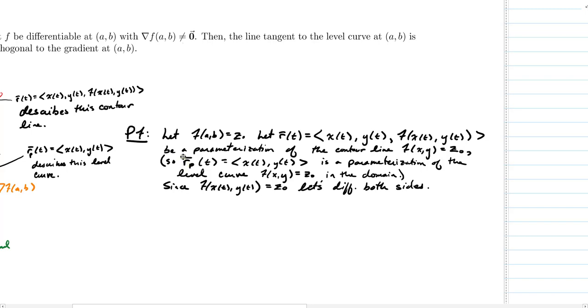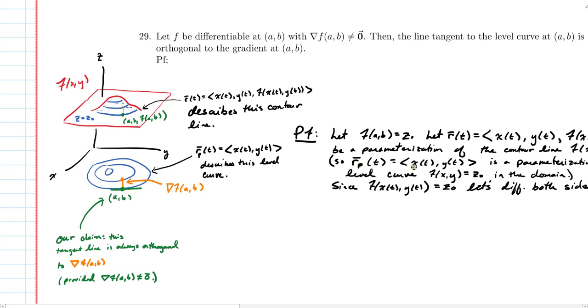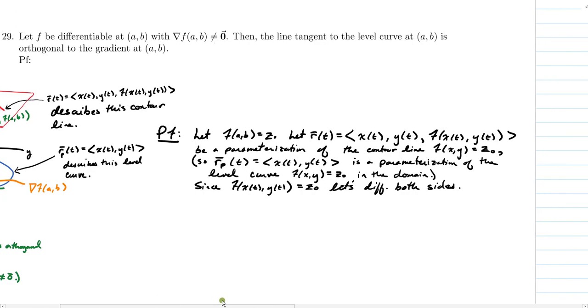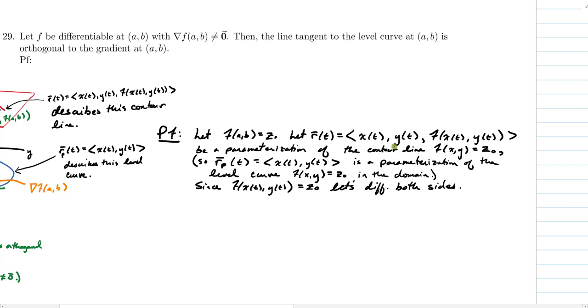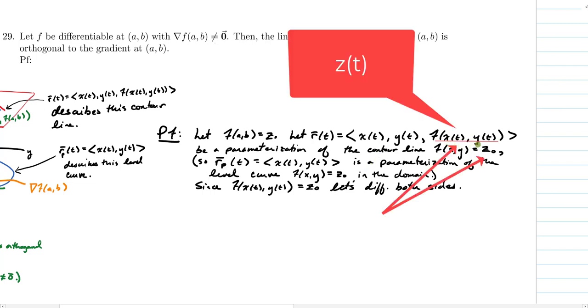Likewise, if we want to talk about the projection, I use the subscript p there, this r sub p equals x of t, y of t. That would describe this particular level curve in the domain space, and this is for z equals c naught there. Notice that because the z naught value is supposed to be constant, we have that f of x of t, y of t needs to equal z naught.